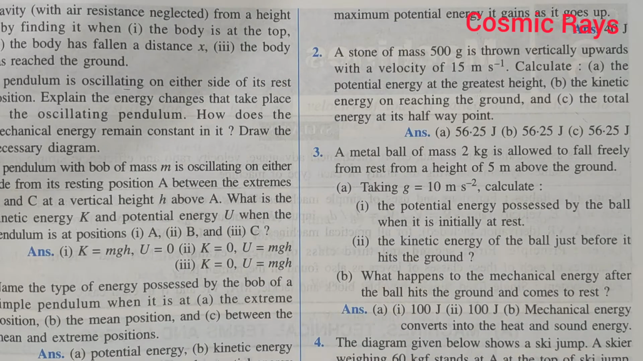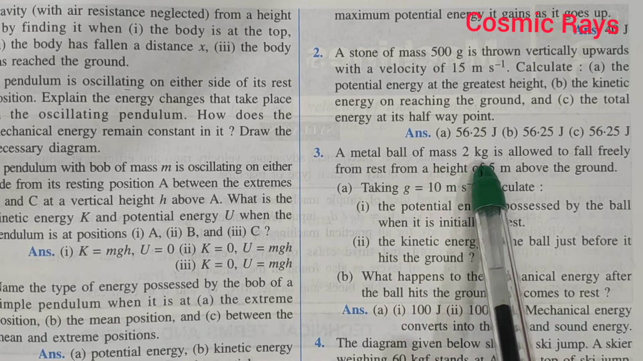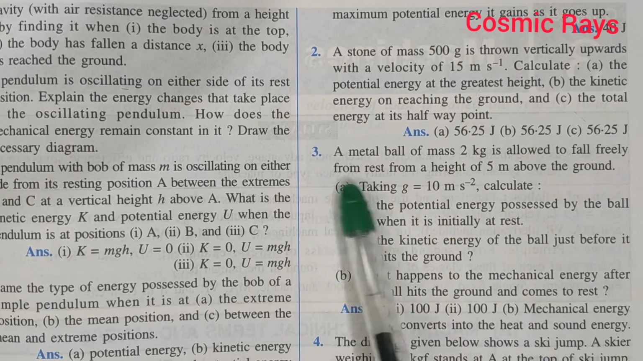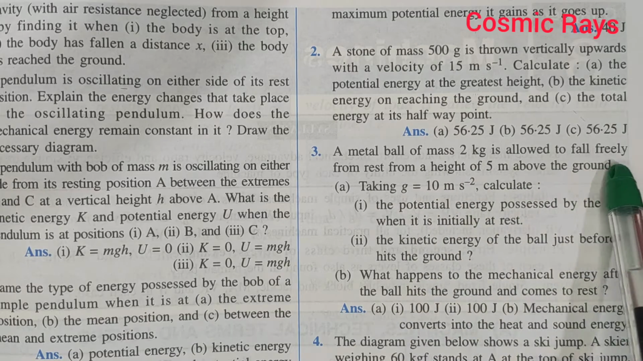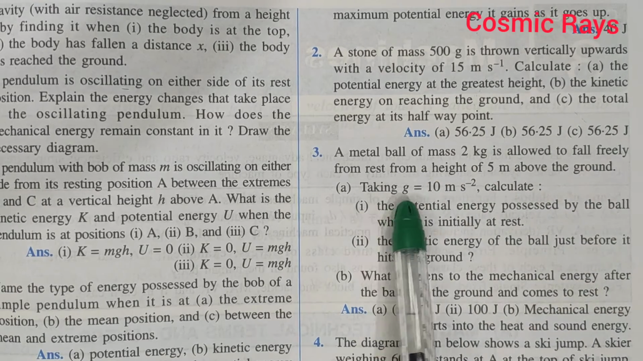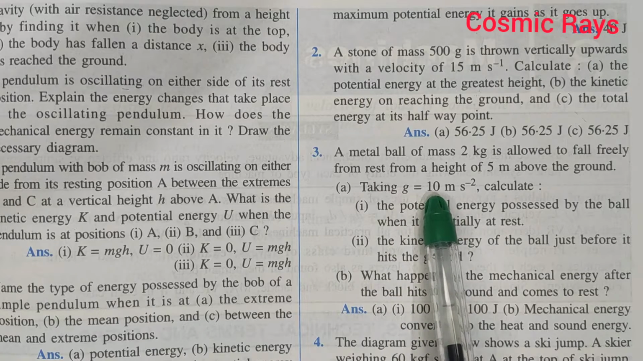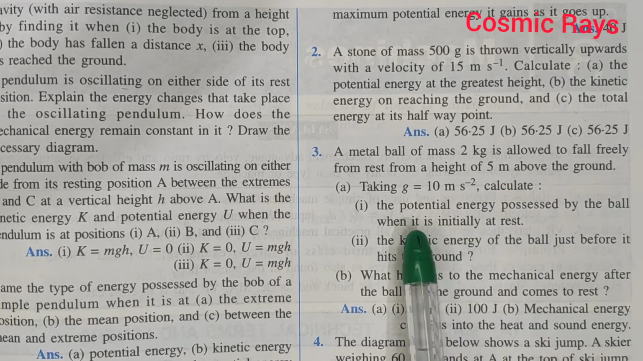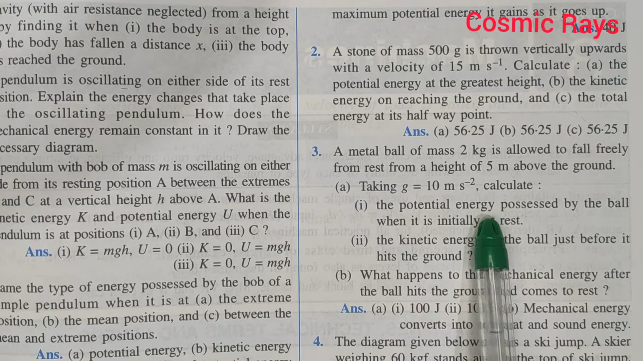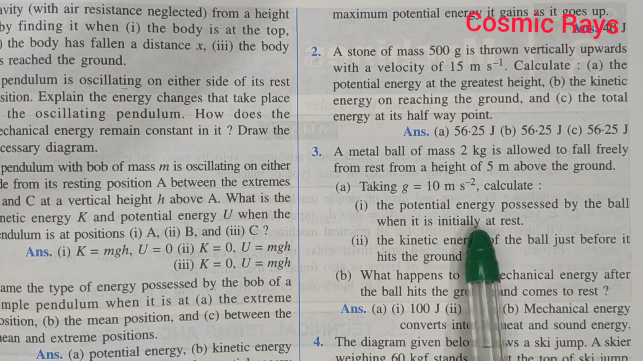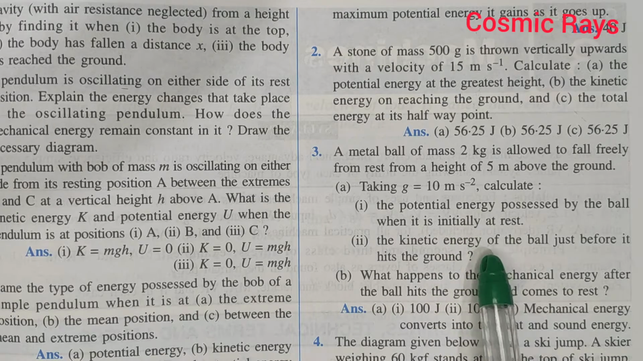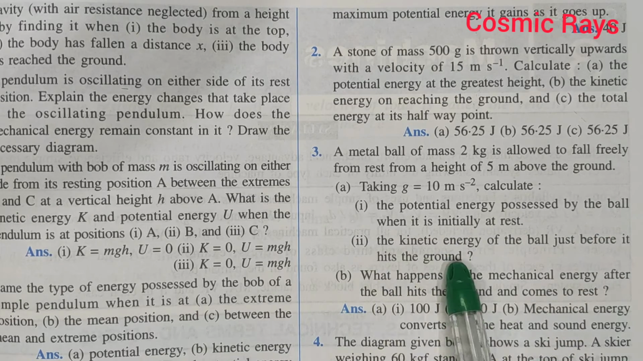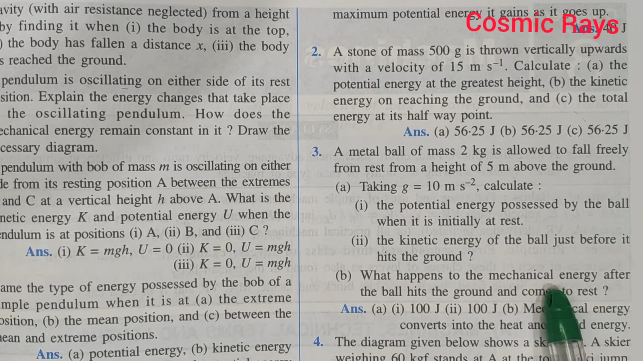Now let's look at the third question. It says a metal ball of mass 2 kg is allowed to fall freely from rest from a height of 5 meter above the ground. We have to take the acceleration due to gravity as 10 meter per second square, and we have to calculate the potential energy possessed by the ball when it is initially at rest, the kinetic energy of the ball just before it hits the ground, and what happens to the mechanical energy after the ball hits the ground and comes to rest.